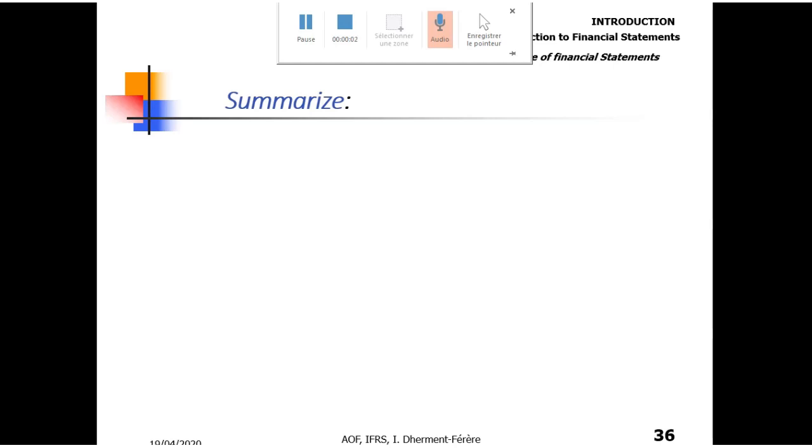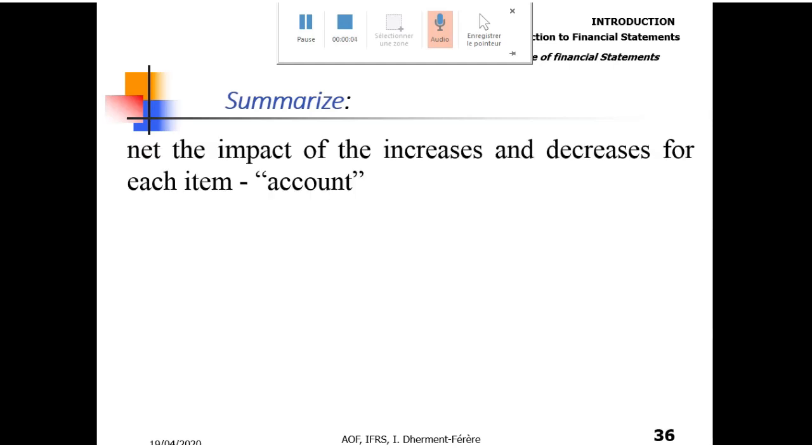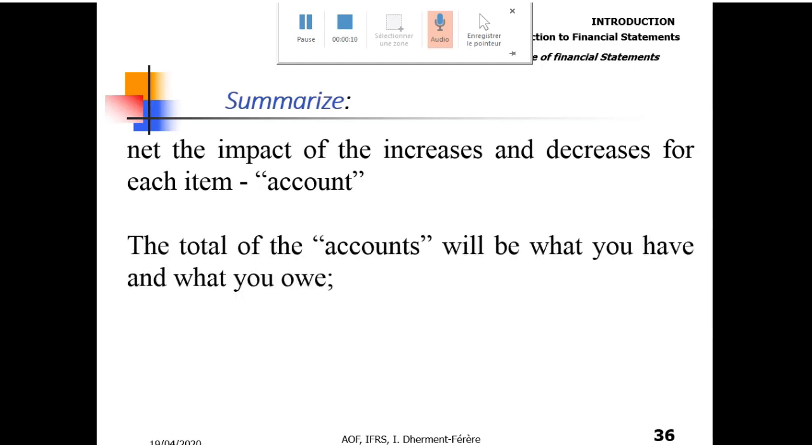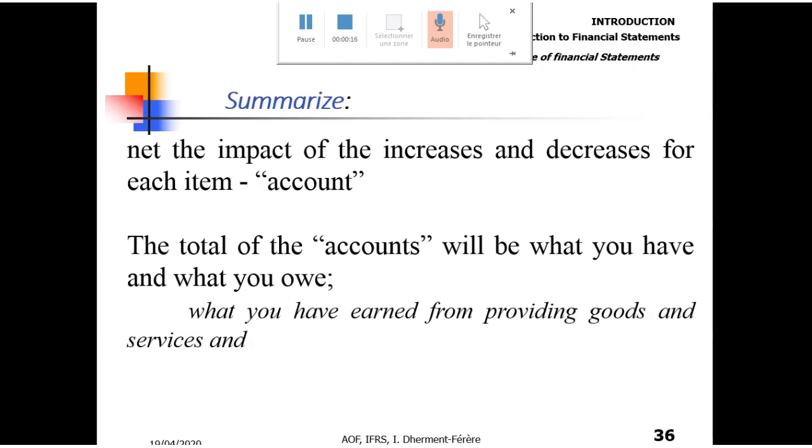Summarize. Net the impact of the increases and decreases for each item account. The total of accounts will be what you have and what you owe. What you have earned from providing goods and services, and what it costs you to provide goods and services.